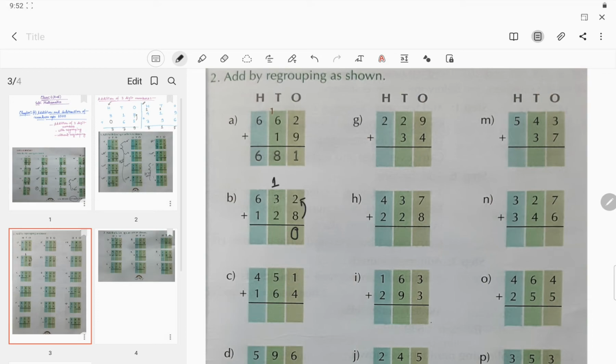2 plus 3 is 5. 5 plus 1, 6. Now 6 plus 1 is 7. Similarly 4 plus 1 is 5. 6 plus 5 is 11. That means 11 tens. 11 tens means you have to put 1 here and another 1 will be carried over, right? So 1 plus 4 is 5 and 5 plus 1 is 6.